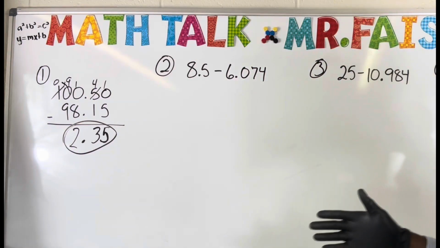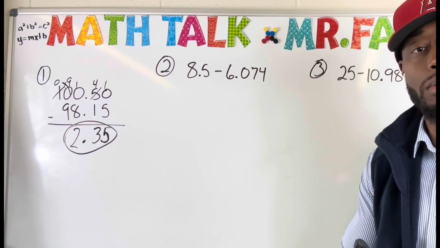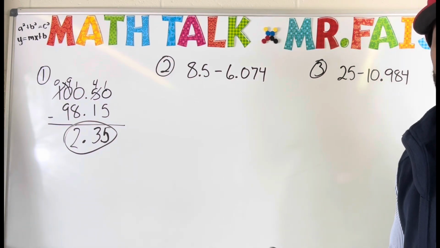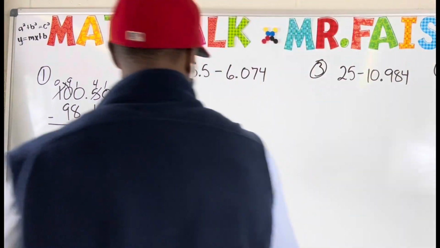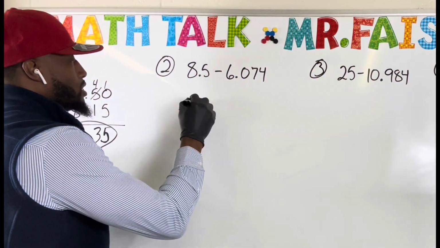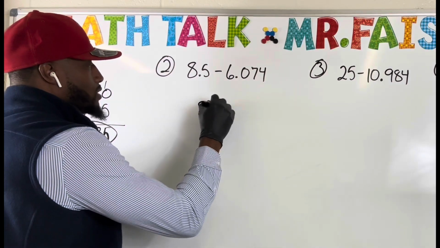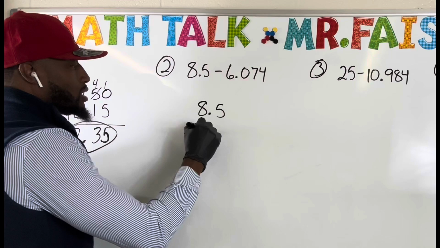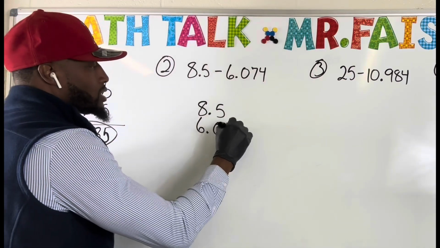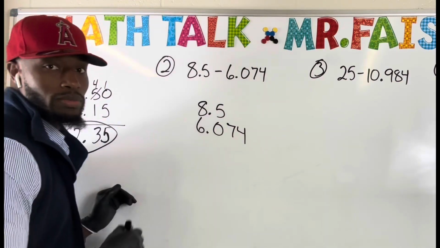Now, as you notice, this problem is written out different than this problem. So what we want to do is line them up, the same way we lined up addition, right? We got to line them up with the decimals in the same place. What do I mean when I say that? I'll just show you. So we got 8.5, right? We're going to line it up with 6.074. All right, we want the decimal to be lined up.